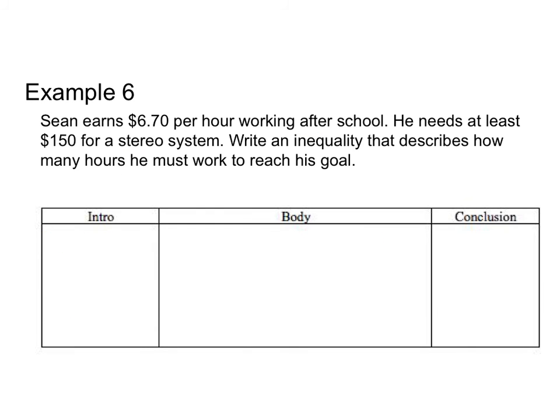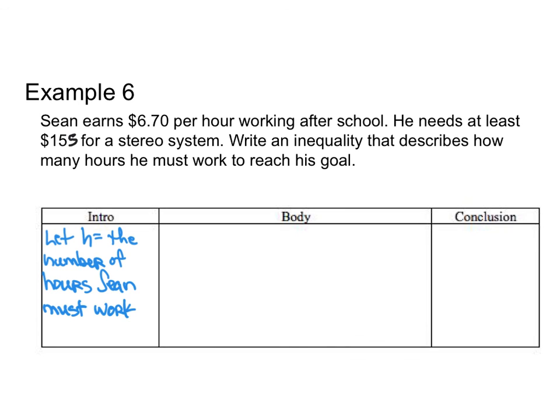All right, example number 6. It says Sean earns $6.70 per hour working after school. He needs at least $150 for a stereo system. Write an equation that describes how many hours he must work to reach his goal. So let's go ahead and define our variable. I'm going to say let H, because he's working hours. So let H equal the number of hours Sean must work. And we can say for his stereo, but how much he has to work.